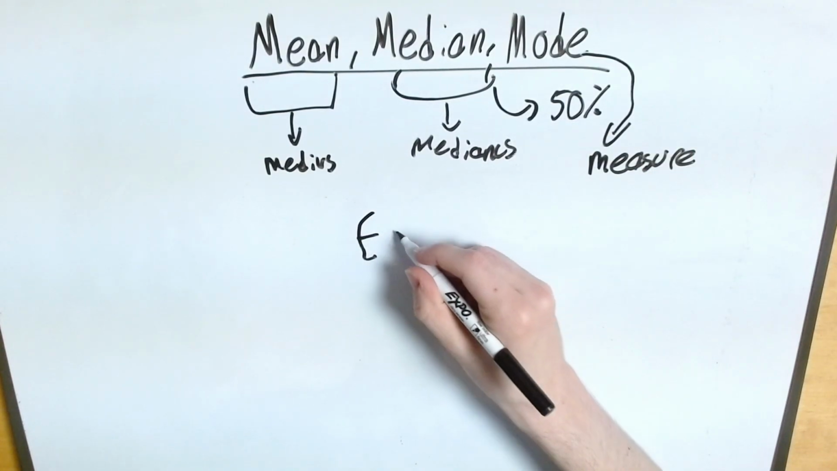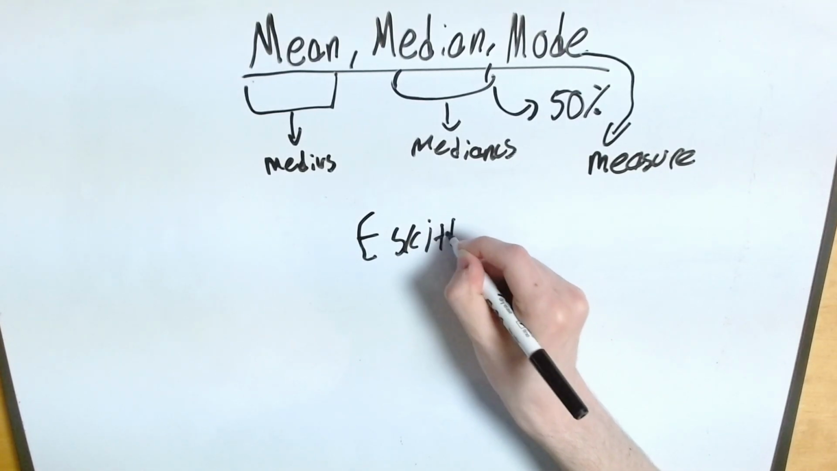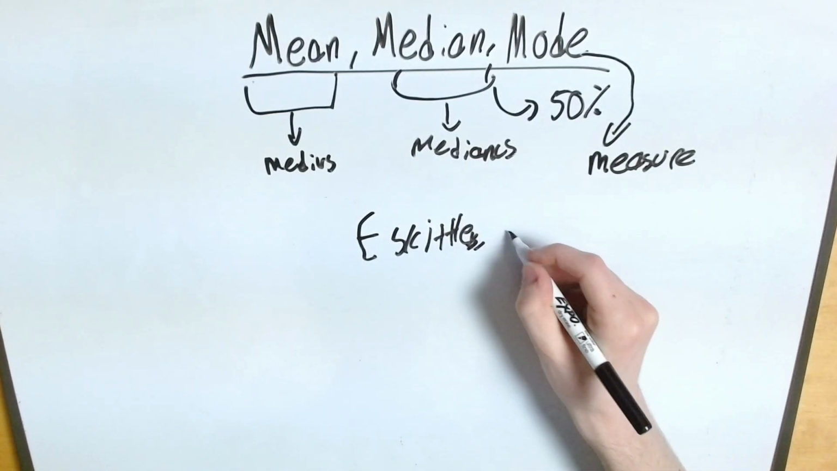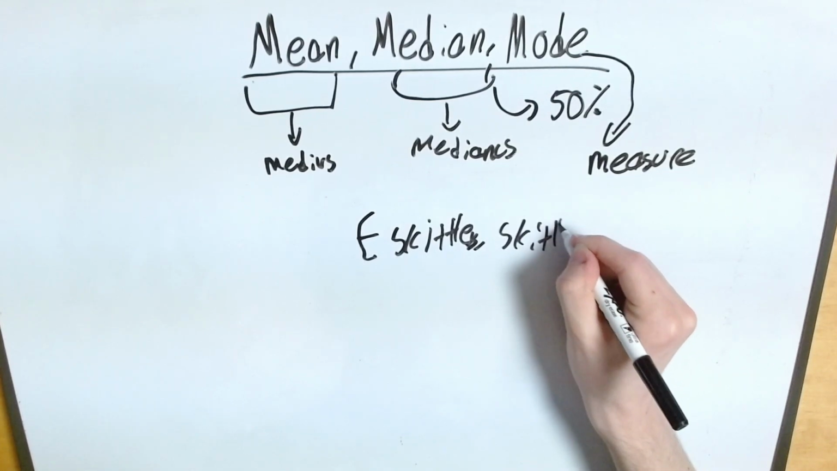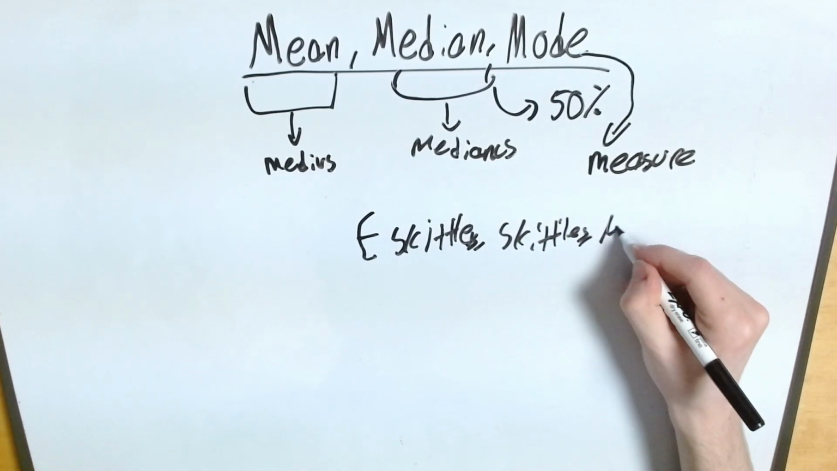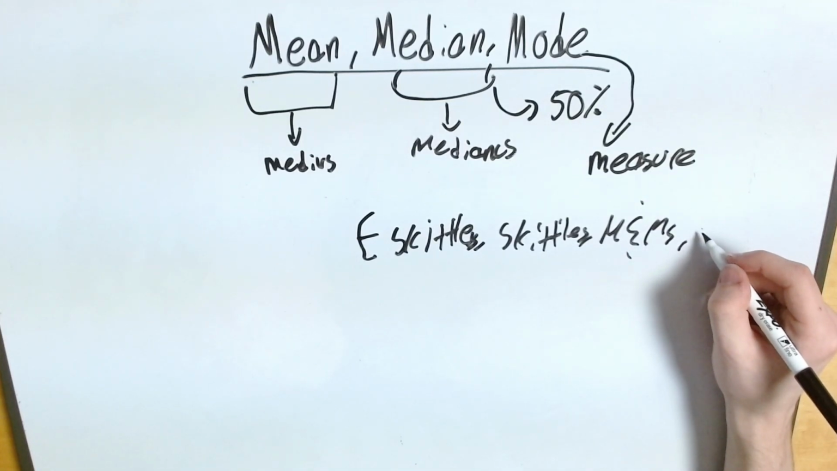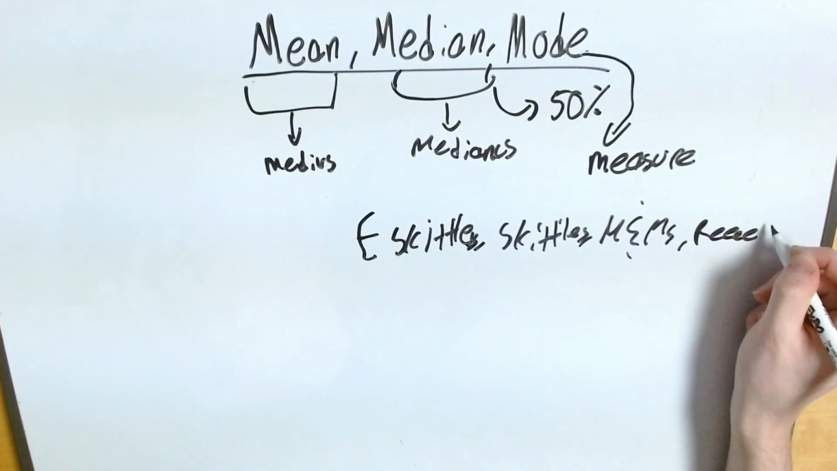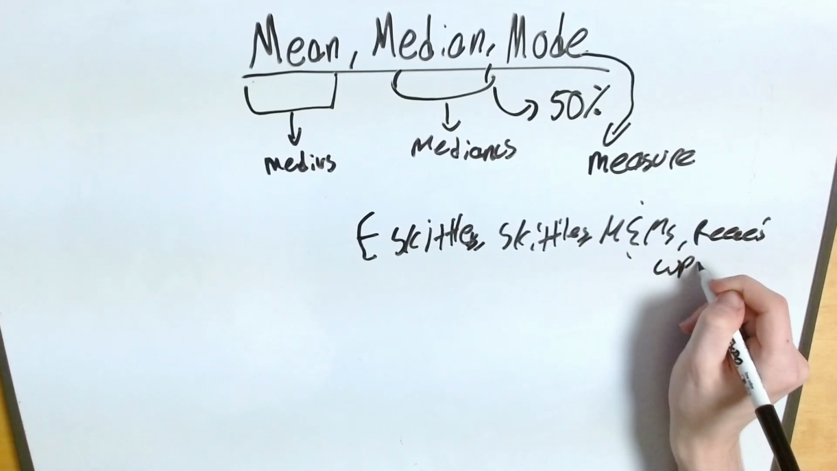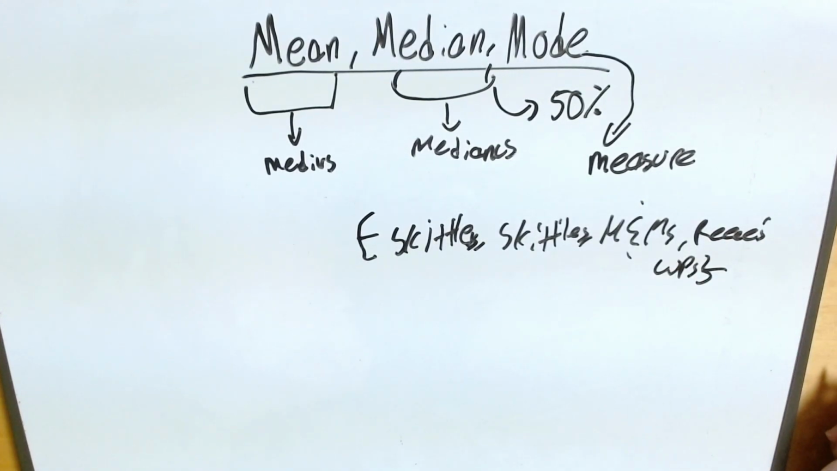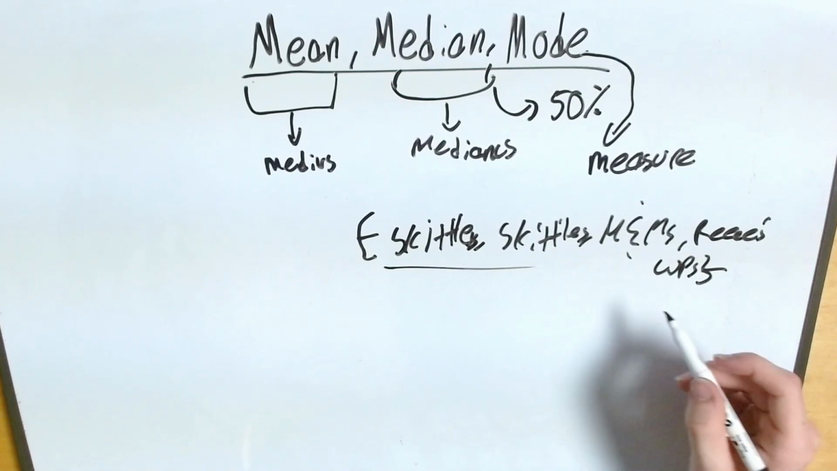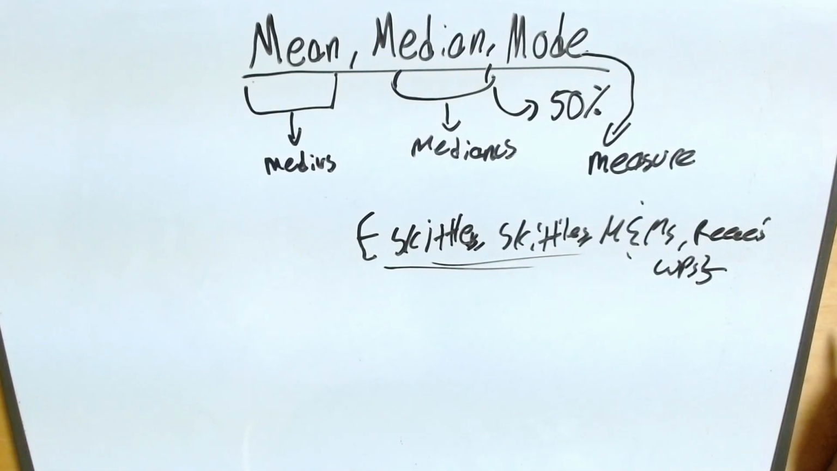I'm going to use the mode for that. So if I have Skittles, M&Ms, and let's see, Reese's Cups. What's my mode here? Well, Skittles occurs twice, which is more than any of the other data points, so it's going to be my mode.